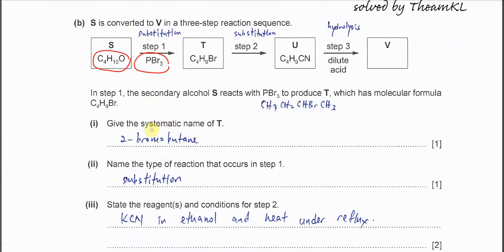Okay, part 1. Give the systematic name of T. So it's 2-bromobutane, very easy. Name the type of reaction in step 1. So of course, it's a substitution because the bromine substitutes OH. Okay, part 3. State the reagents and conditions for step 2. So bromine is to be substituted by the cyanide and form this nitrile. So we know that we must use KCN in ethanol. It must be heated under reflux because cyanide is a weak nucleophile. So it needs to take time, and of course it needs heating under reflux.